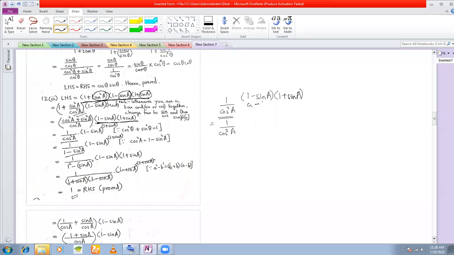a minus b into a plus b. So this will become a square minus b square. So I can write this as 1 minus sine square A. And 1 minus sine square A, you know, is cos square A. So ultimately this and this will cancel. So whether you change this cos to 1 minus sine, or you change this 1 plus sine A into 1 minus cos A into cos, ultimately they are going to cancel. Okay, that is the difference. You can do it this way also.